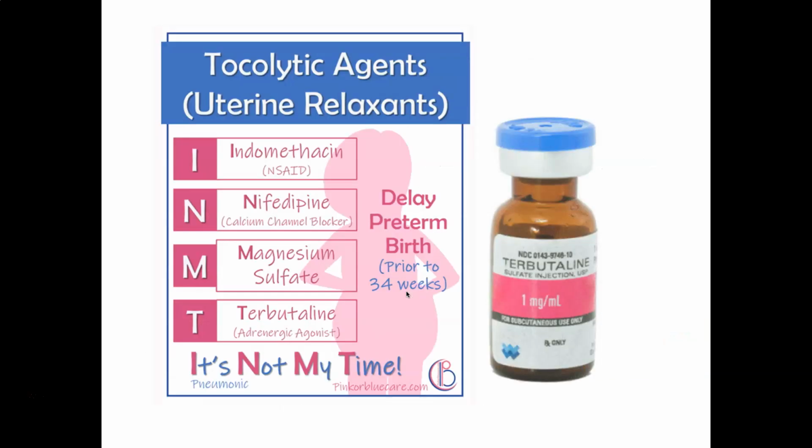Okay, so tocolytic agents, what do they do? They cause the uterus to relax. There are 4 that are typically used together to delay preterm birth, especially if it's prior to 34 weeks. And you'll see on there the last one is terbutaline. It's an adrenergic agonist, and I've copied a picture of a terbutaline bottle so that you can see what that looks like.